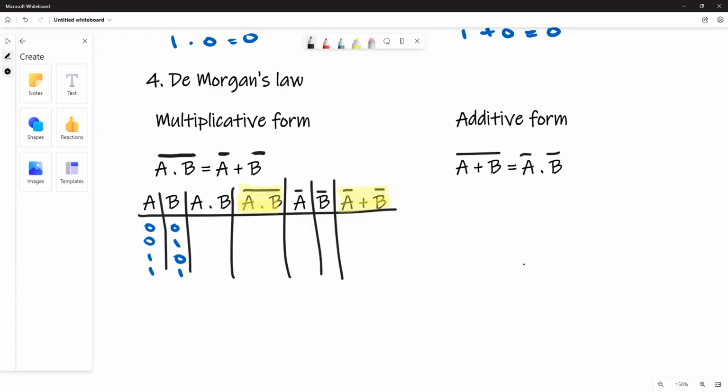So in this part, we are going to look at the second form of De Morgan's law, which is the additive form. In additive form, we will have A plus B bar equals A bar dot B bar. So if you look carefully at both forms, if you replace the dot operator with plus and plus with dot, you will get the same. So let's draw a truth table and see whether you are going to get the same identity.